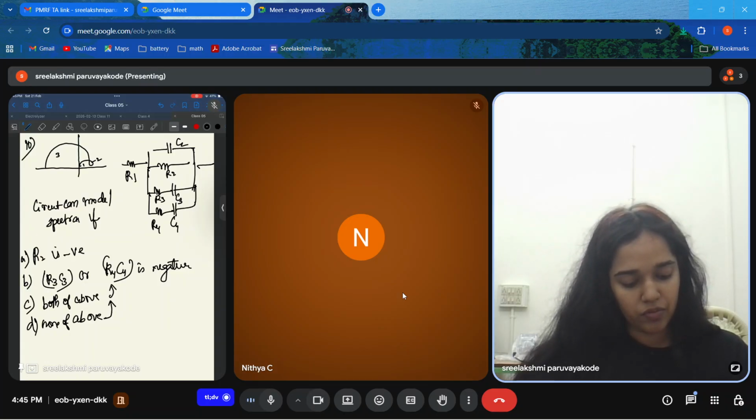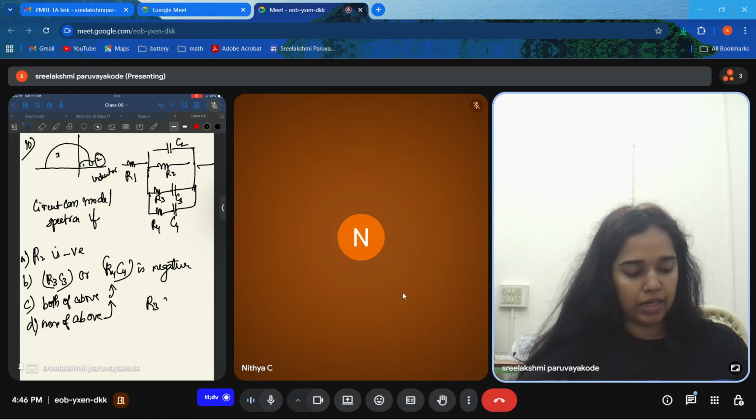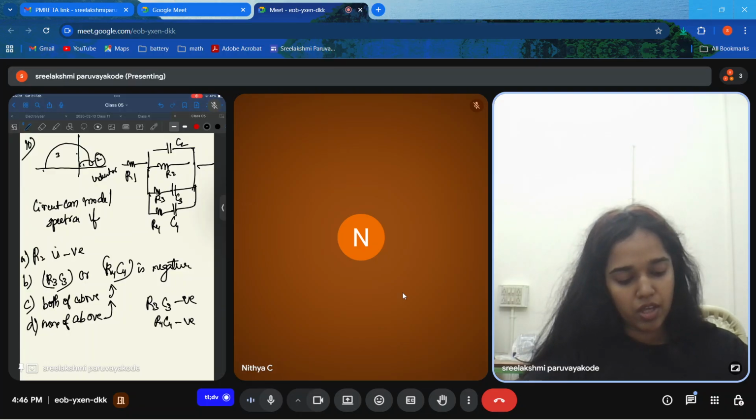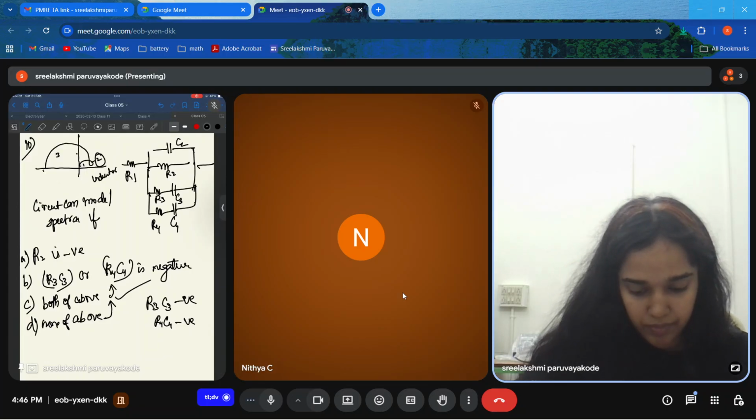Either you want R3, C3 or R4, C4 to be negative, or both should be negative, or none of them should be negative. So the answer here is, you see in the second loop, that's an inductor. So R3, C3 should be negative. Why? Because you're modeling an inductor. Now let me come to the next loop, that is R4. Here Z real is also becoming negative. So I can say R4, C4 should also be negative. So here the answer is both of the above. Okay, I hope that is clear.